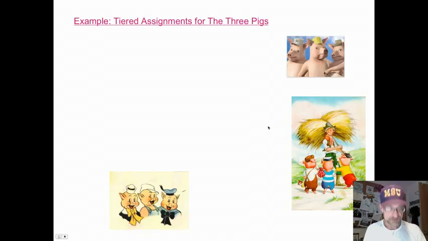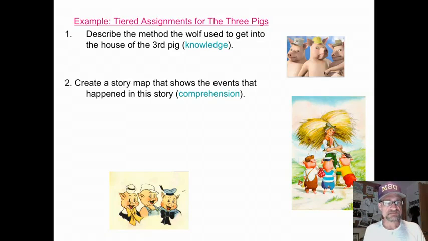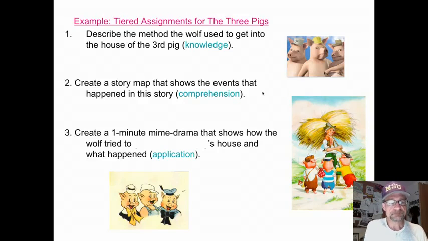So, an example of a tiered assignment for the 3 pigs. Describe the method the wolf used to get into the house. That's very basic, low level. Number 1. I could have some students create a story map that showed the events that happened in the story. That's comprehension. Now, we will talk in another lesson about Gardner's multiple views of intelligence and how art and music and other things can and should be brought into all areas. This is an example of how you would be using artistic or visual intelligence as well.